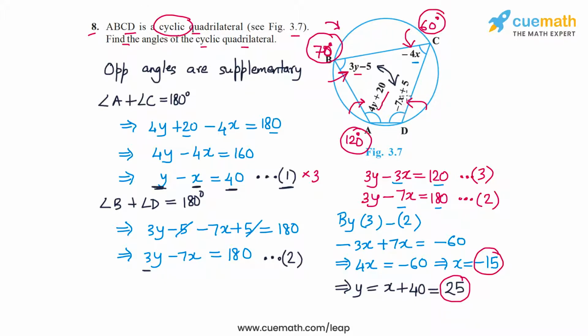And then angle D is minus 7x plus 5. Now minus 7x will be 105. Minus 7 times minus 15. So 105, and 105 plus 5 is 110. So angle D is 110. So the answer to this question is the angles of the cyclic quadrilateral are 120 degree, 70 degree, 60 degree and 110 degree. And we can verify that both of these pairs of opposite angles are actually supplementary. 120 plus 60 is 180 and 70 plus 110 is also 180. With that, question 8 of this exercise is done.